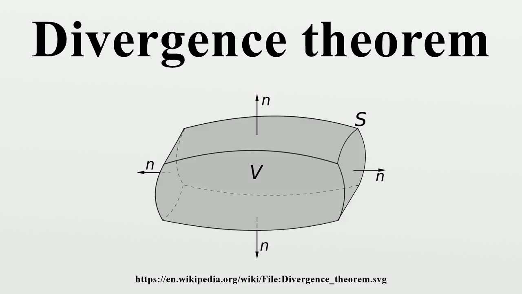The symbol within the 2 integrals stresses once more that S is a closed surface. In terms of the intuitive description above, the left-hand side of the equation represents the total of the sources in the volume V, and the right-hand side represents the total flow across the boundary S.